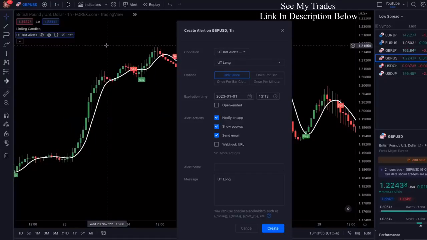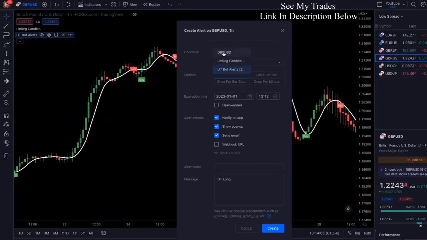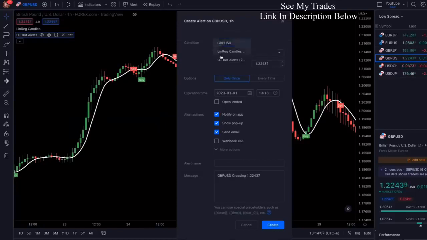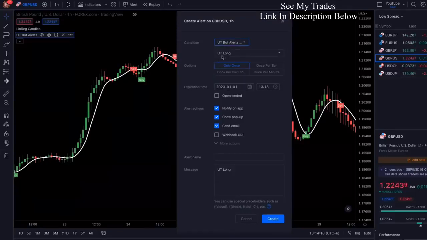This will come up. Make sure you are in whatever it is that you like to trade, right? So for instance, this is the GBP USD 1 hour right here, condition UT bot alerts, long. So for this, you're going to have to create two alerts, okay? One for the buy signal, one for the sell signal. So the first alert you can set is UT long, once per bar close, okay? Not just only once, not that, once per bar close.